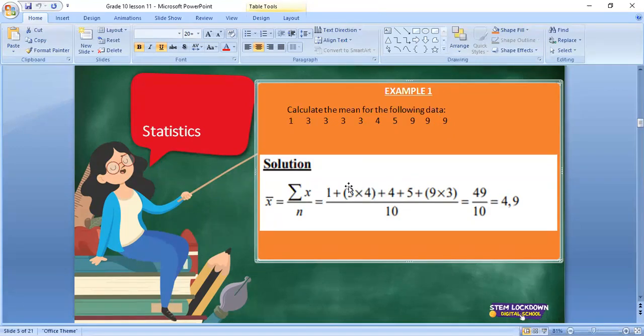Divide by 10. When you add all this together, I get 49, and then divided by 10. So 49 divided by 10 gives you 4.9. So the average of this data is 4.9. The mean value is 4.9. All right, so we go on to the next example.